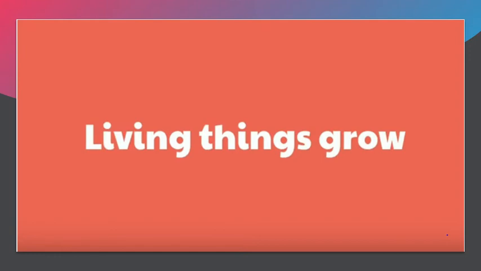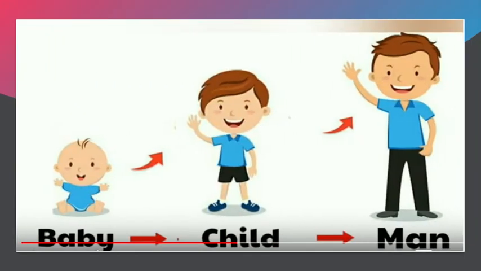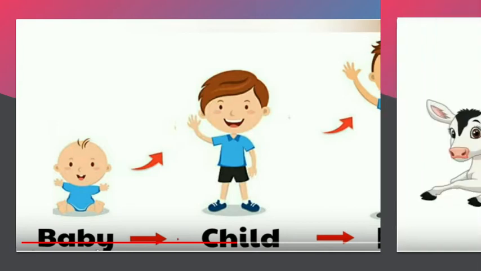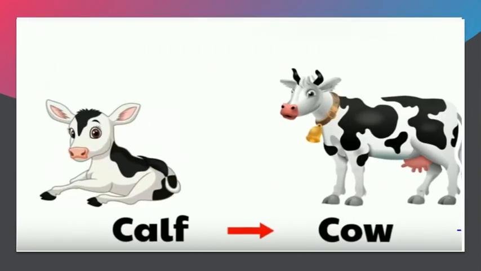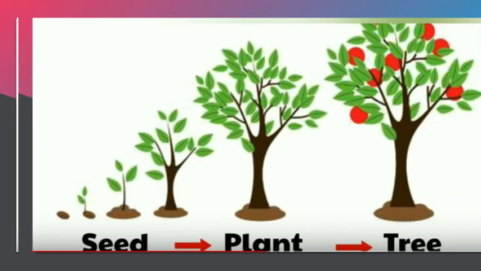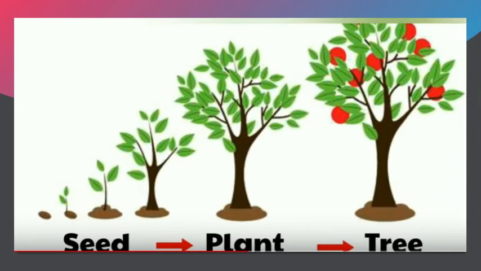The next important feature of living things is that living things grow. As you can see, a baby grows into a child and then it grows into an adult man. A calf grows into a big cow. A seed grows into a plant and then it grows into a full-fledged tree.